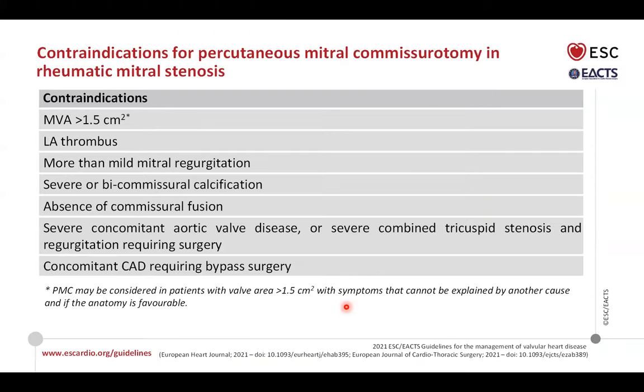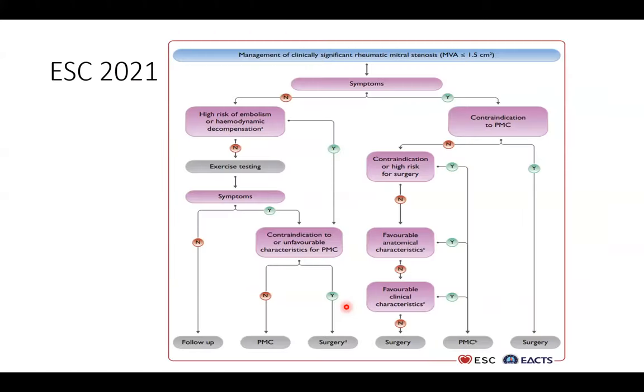So this is the decision flow chart for the ESC 2021 valvular disease guideline. Starting with mitral valve area less than or equal to 1.5 cm squared, the patient has symptoms, and we assess their anatomy. The first line is do PMC. If they have contraindication, we consider surgery. If they have contraindication or high risk for surgery and they have some favorable anatomy, you could still come back to trying out PMC. So really the aim is to do a balloon commissurotomy unless we can't.